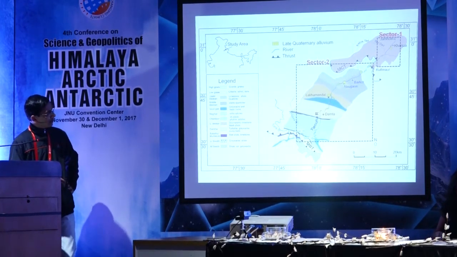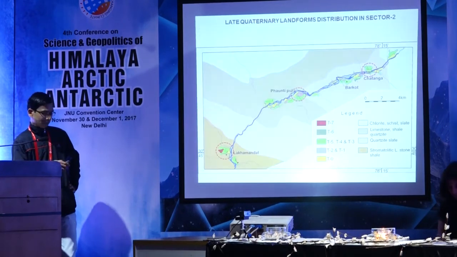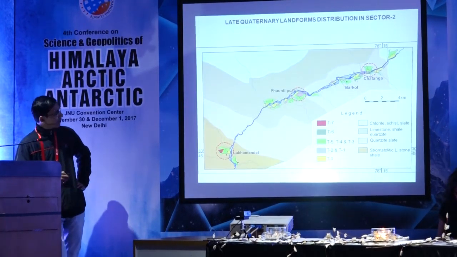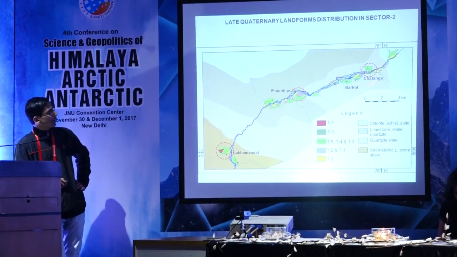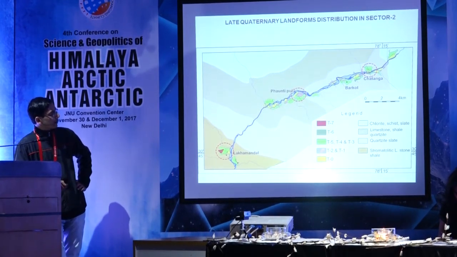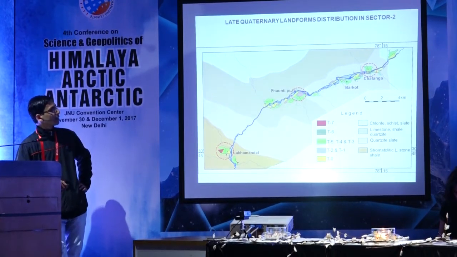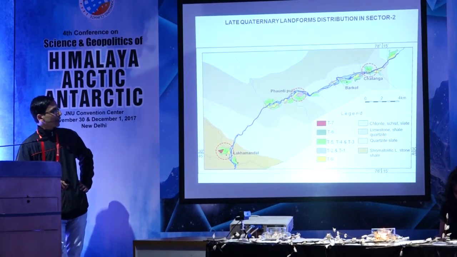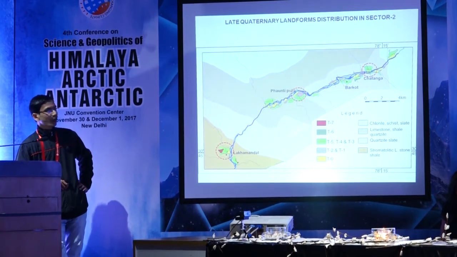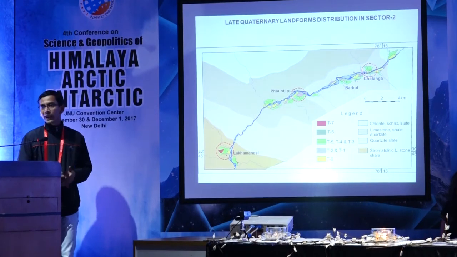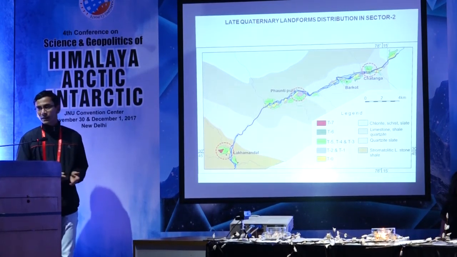So this is the scenario in sector 2, where we can see that up to 7 levels of fluvial terraces are there, and these terraces are representing different aggradation packs. T5, T4, T3, this is representing one aggradation pack. This is another one. So like that we have 1, 2, 3, and 4 aggradation scenarios, or the impulses of sediment generation from the catchment that get deposited in this region.